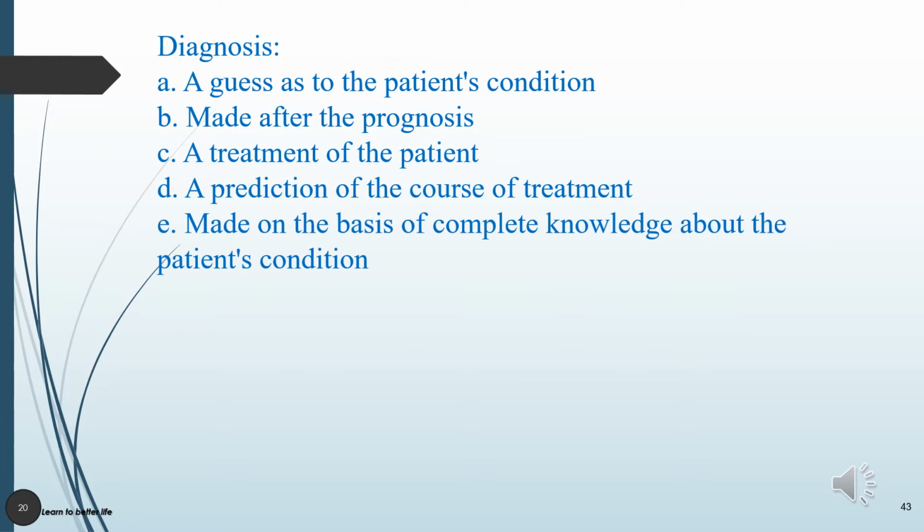Diagnosis is A. A guess as to the patient's condition. B. Made after the prognosis. C. A treatment of the patient. D. A prediction of the course of treatment. E. Made on the basis of complete knowledge about the patient's condition. The answer is E. Made on the basis of complete knowledge about the patient's condition.